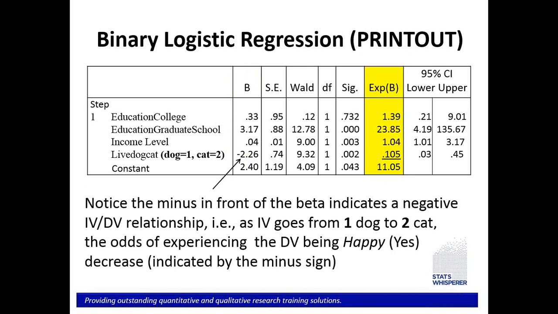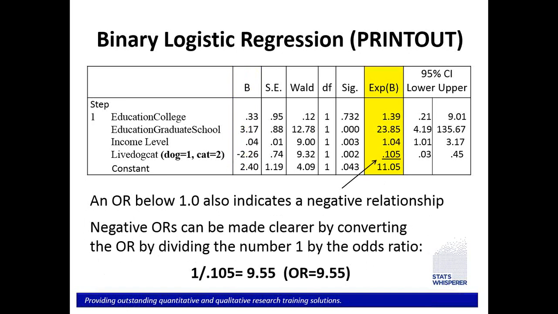Notice the minus in front of the beta for the lives with dog or cat. That indicates a negative independent-dependent variable relationship. So the odds of experiencing the dependent variable, happy yes, decrease. Keep this in mind: an odds ratio below 1.0 is what you get when there's a negative relationship, just like the minus in front of the beta.